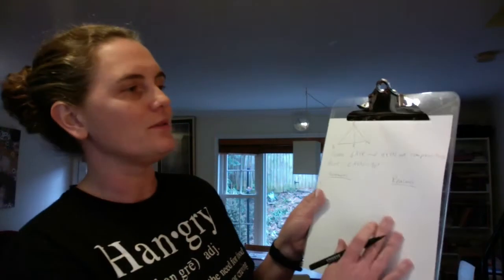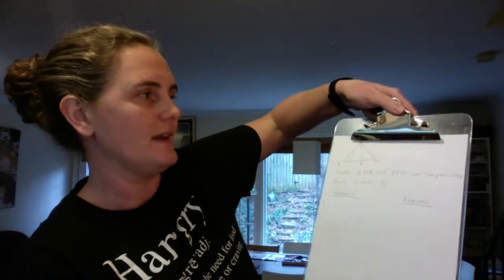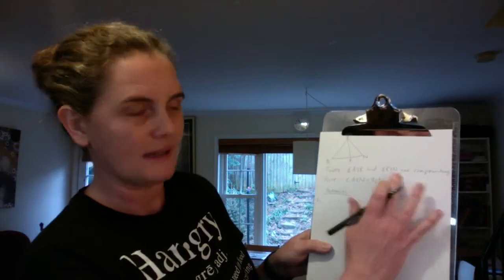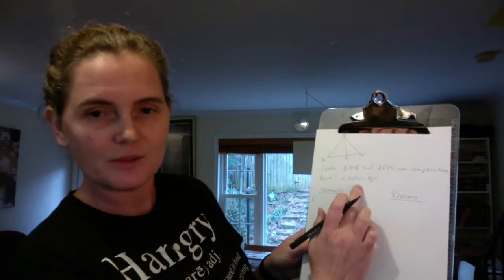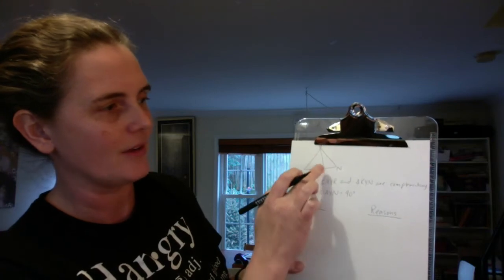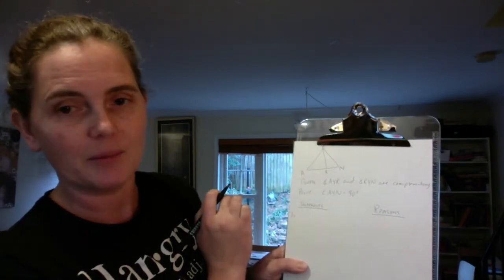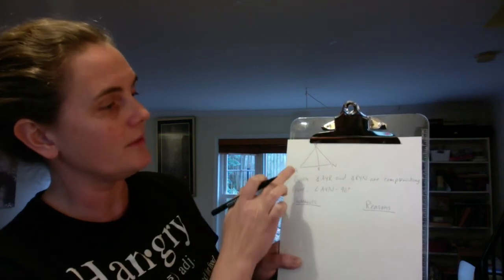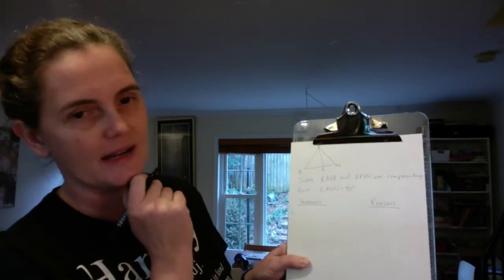Okay, so first of all, whenever you do a proof, you copy down the figure, you write the given, you write what you need to prove. In this case, you're given that angles AYR and RYN are complementary. And then you're going to try to prove that AYN equals 90 degrees.